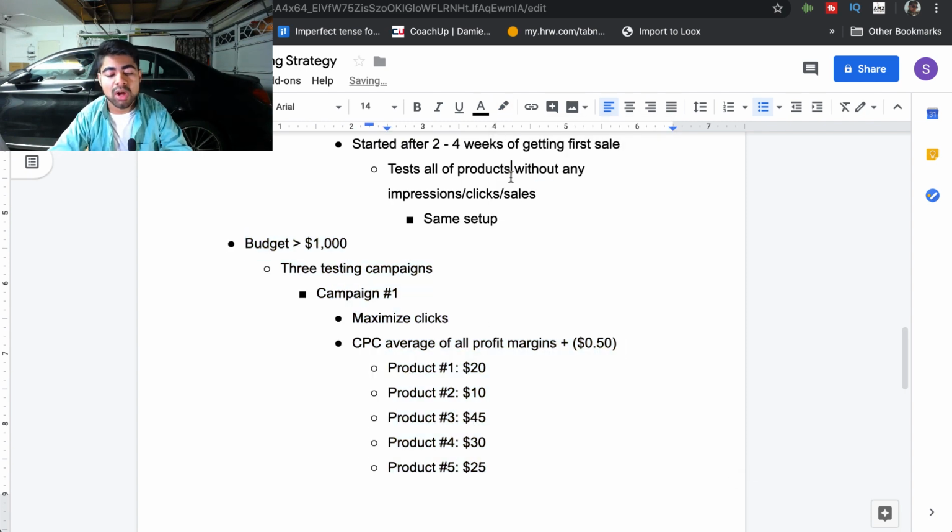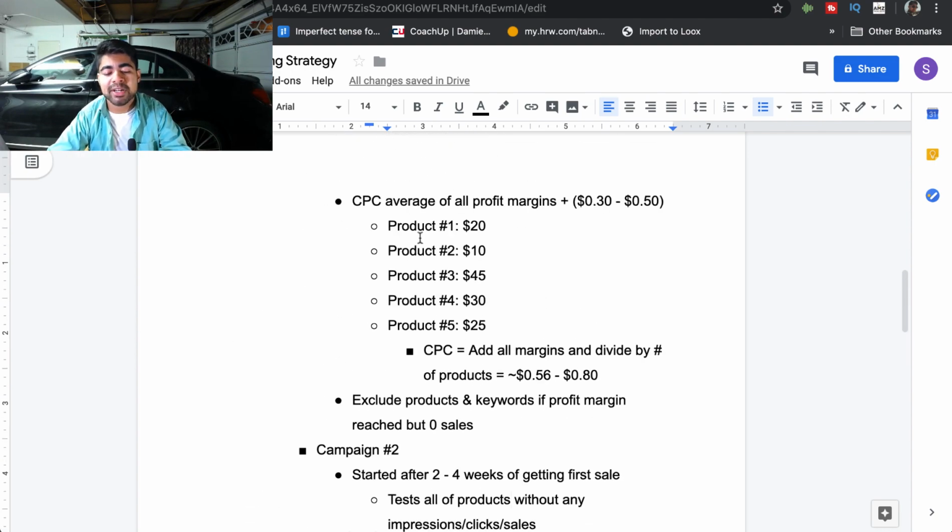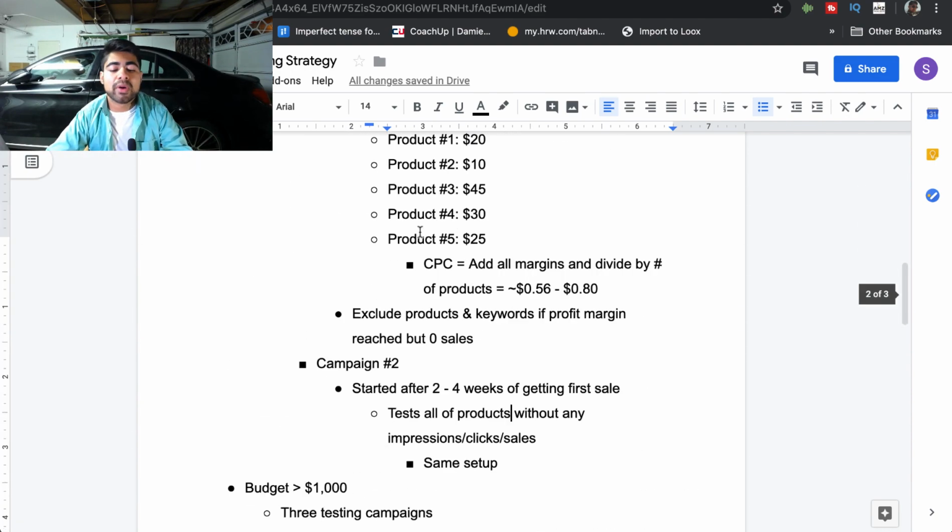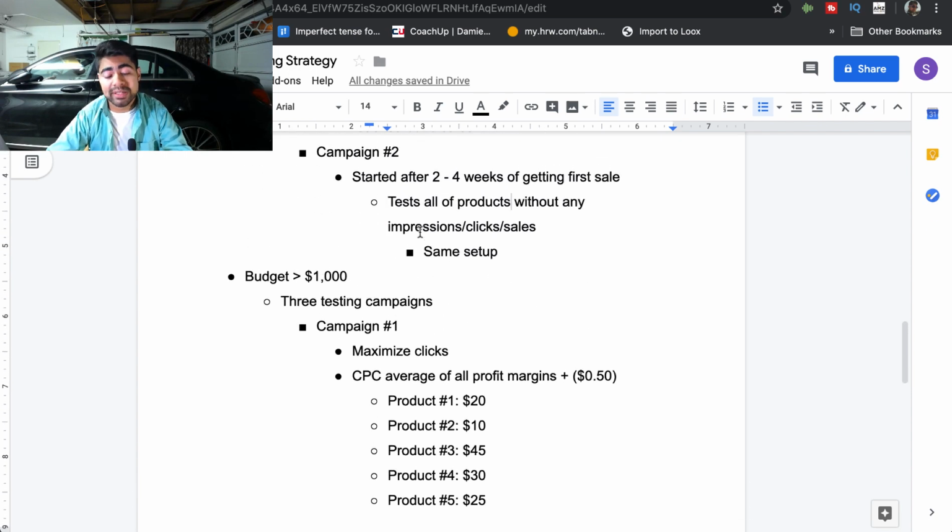Now this is where we go very, very aggressive. We have 3 testing campaigns. Now don't worry, you're not going to be spending $500 each day. In fact, you'll be spending as much as those people in segment number 2 and segment number 1. But the only difference is we'll have a little bit more testing campaigns.